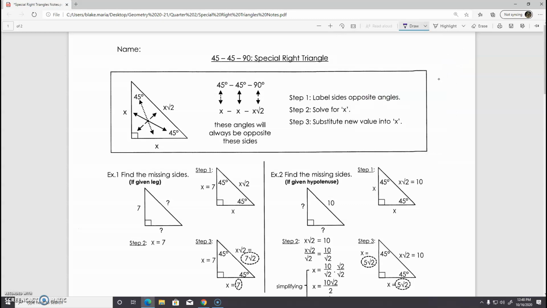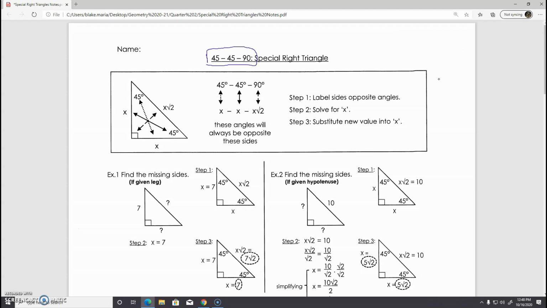Hey guys, so today we're going to do notes on special right triangles. So we have a 45, 45, 90. And what that means, those are the angle measures. So you're going to have two 45-degree angles and a 90. Notice this is isosceles. Two of the angles are congruent, so two of the sides are congruent.